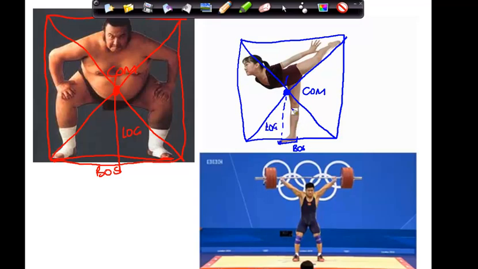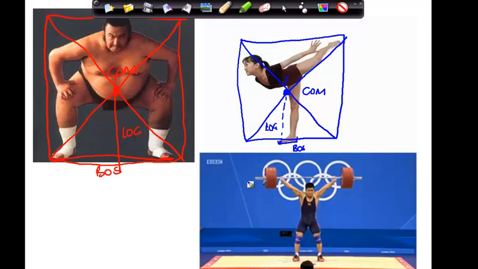As you can see here, this particular female balancing on one leg is less stable, so she will lose stability quite quickly because it's on one foot, and her line of gravity falls out of her base of support compared to the sumo wrestler.